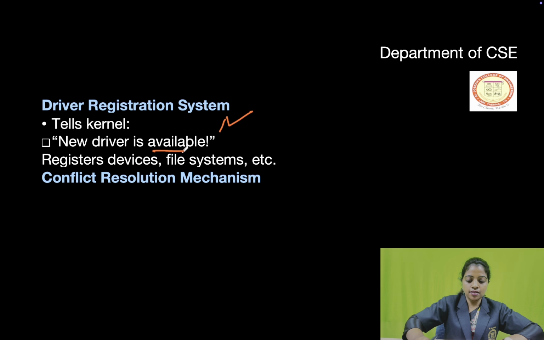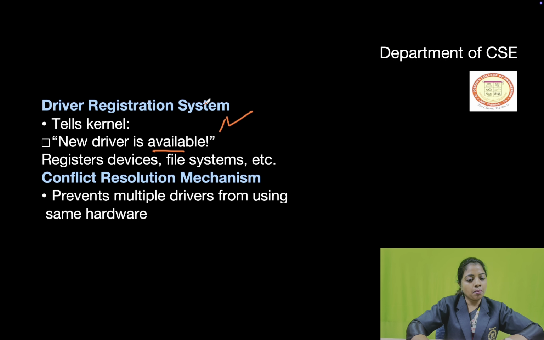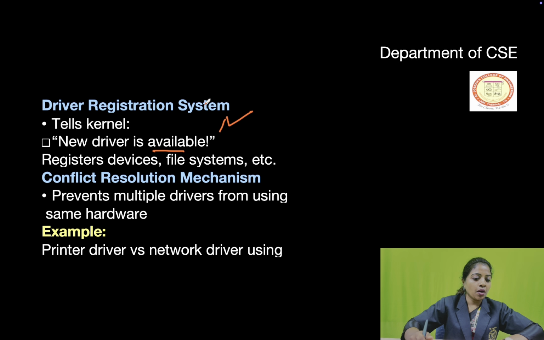The next is the conflict resolution mechanism. It prevents multiple drivers from using the same hardware. Multiple devices may use the same hardware, so this mechanism prevents that. For example, a printer driver and a network driver might all use the same port.